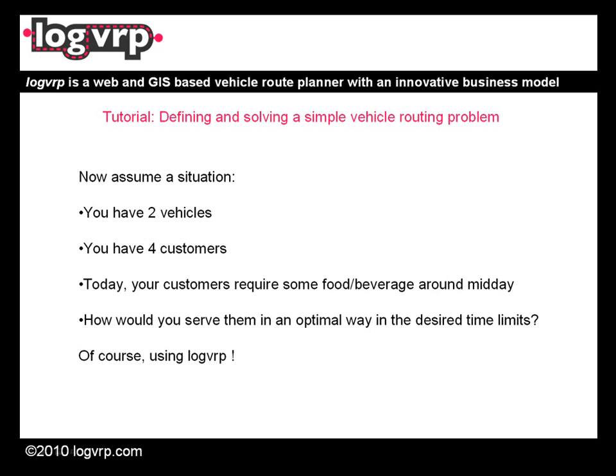Now assume a situation. You have two vehicles, you have four customers. Today your customers require some food or beverage around midday. How can you serve them at a minimal cost in desired time limits? Of course, by using logvrp. Let's start defining the example vehicle routing problem.